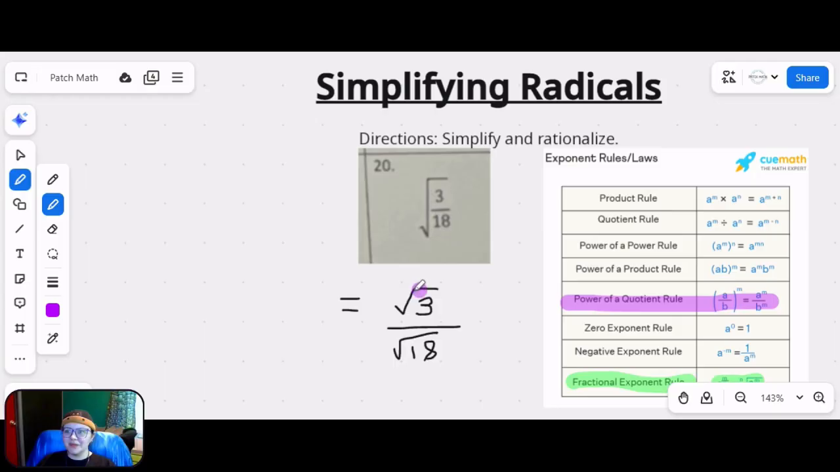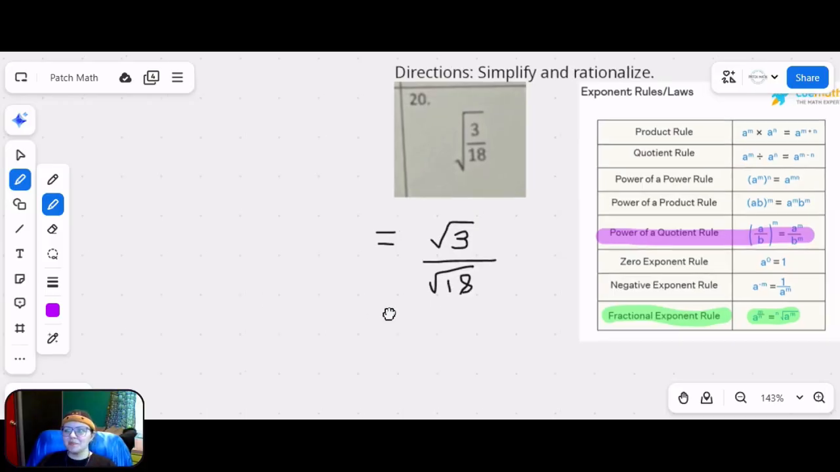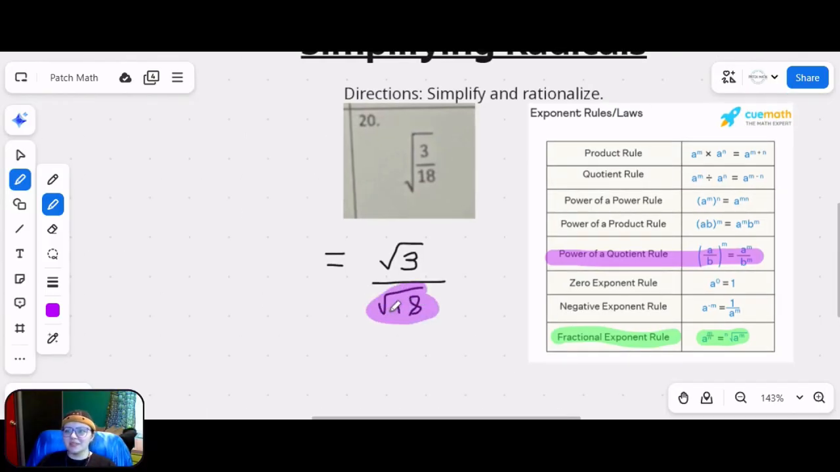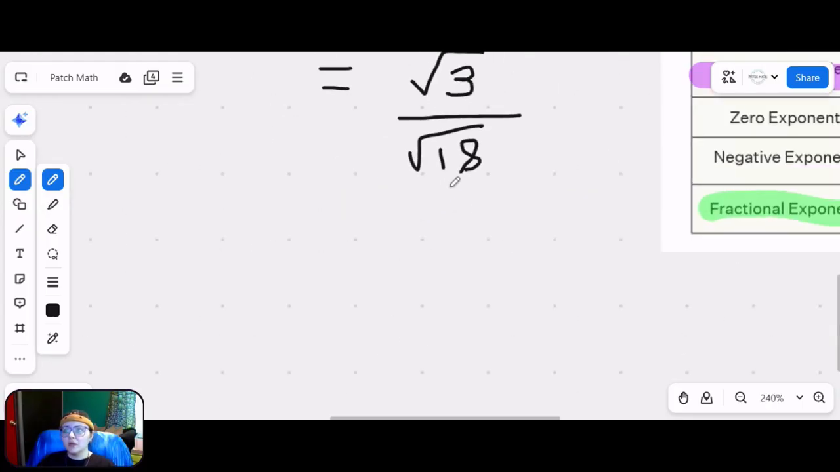We look at the numerator and ask, can I pull out any perfect squares there? And the answer is no, because 3 is prime, so we cannot take a perfect square root of that. The numerator is currently in simplest form. However, if we look at this denominator, it's not clear whether it's in simplest form because it is a composite number. It is not prime. So we're going to use a method called prime factorization.